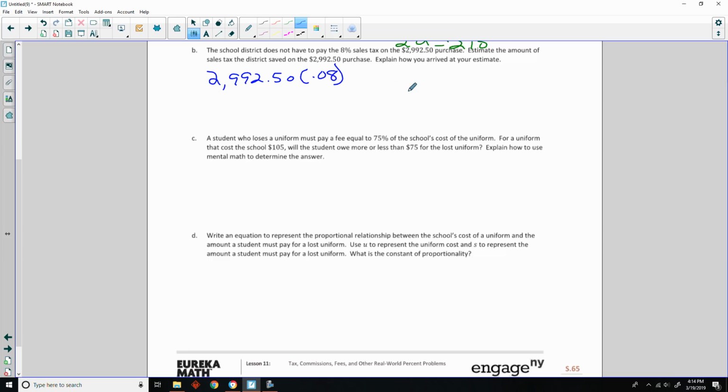Hey Siri, what's 2,992.5 times 0.08? 2,992.5 times 0.08 is 239.4. Okay, so if they had to pay tax, but they didn't, the tax at 8% would be $239.40.